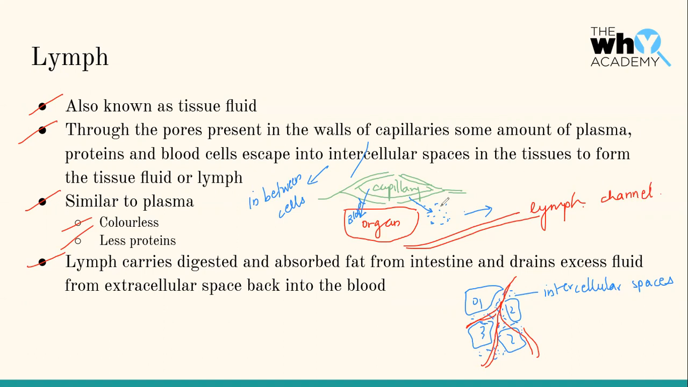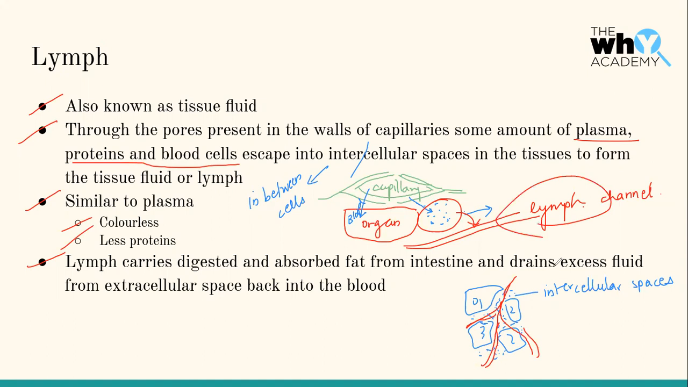Okay, so whatever leaches out is taken up by this. So that is what makes up lymph. It is made up of all these things. It will tell you it is made up of some amount of plasma, proteins, and blood cells, or salts, or water, or whatever. Whatever leaches out is taken up by this lymph channel and it becomes your lymph.